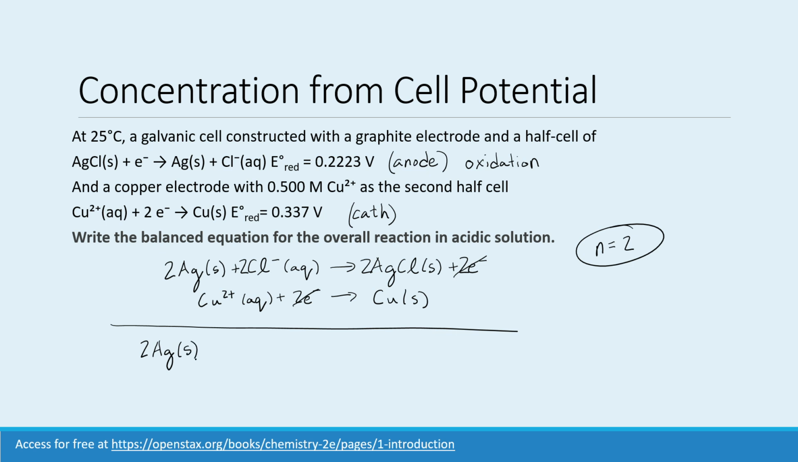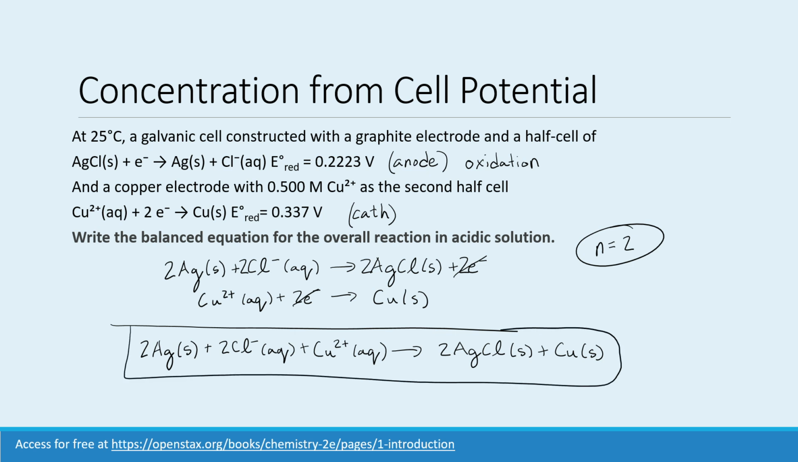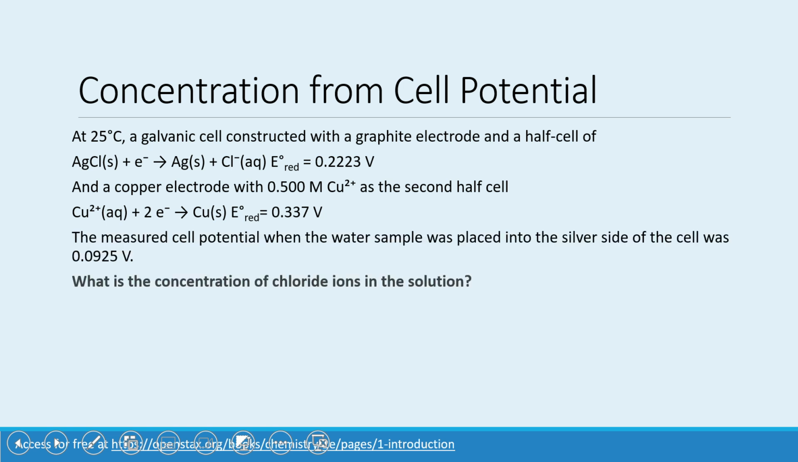And so rewriting this reaction with everything else, we've got the 2 silver, which is your anode, plus the 2 chloride ions, plus your copper ion, react to give you the 2 silver chloride plus your copper solid. Okay, so that's the overall reaction.